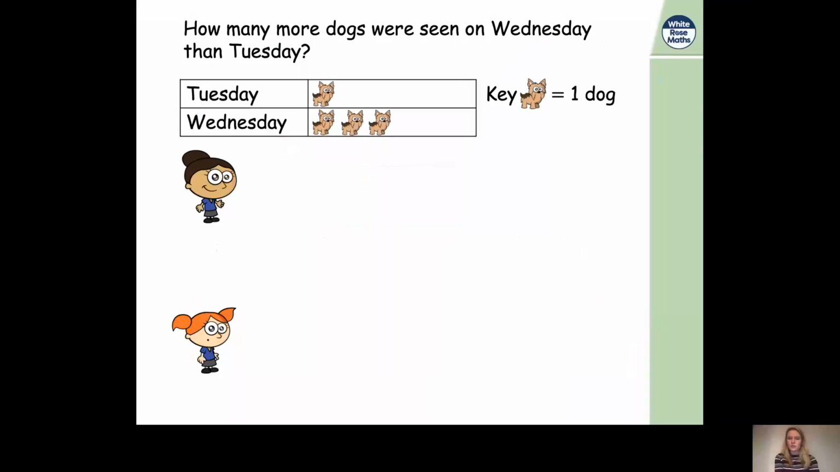So let's first of all try the way that the first girl told us using subtraction. So we're going to have to start with the day with the greatest number of dogs seen. And that looks like Wednesday. We can see on our pictogram that there are the most pictures on Wednesday. But how many dogs were seen on Wednesday? Well, there are 3 pictures and each picture represents 1 dog. So the first picture is 1 dog, the second 2 dogs were seen, and the third 3 dogs were seen. So on Wednesday, 3 dogs were seen.